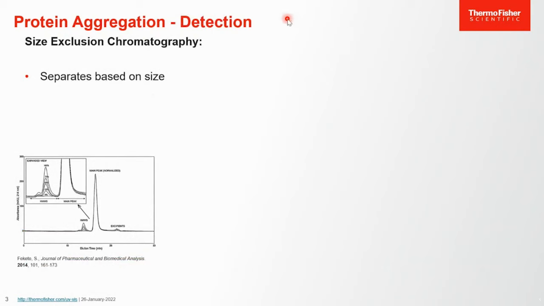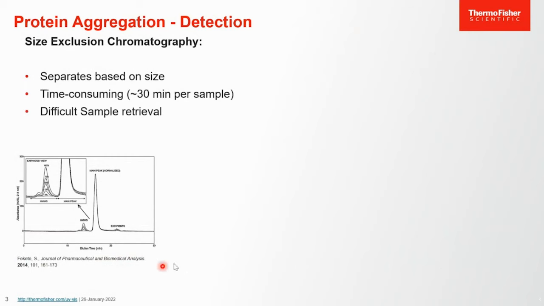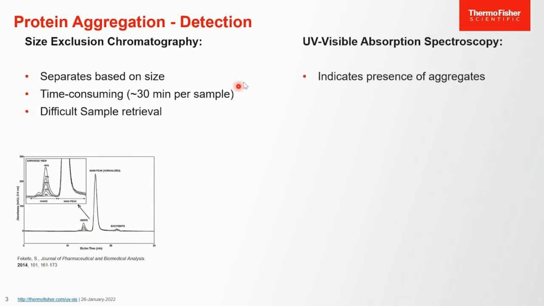Now, oftentimes, people have used size exclusion chromatography as a method for separating out the free proteins in solution from the protein aggregates, and it's fairly effective. However, it is a time-consuming method. So the example I show here is a 30-minute time per sample, and sample retrieval after the measurement is completed can be very difficult. So others have moved to a more indirect method for identification using UV visible absorption spectroscopy to indicate that aggregates are present within their sample.